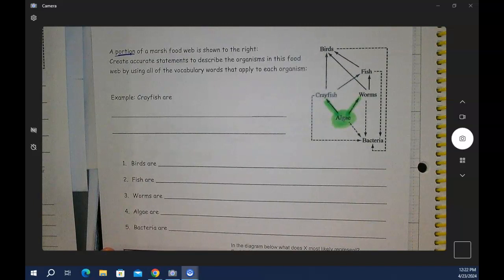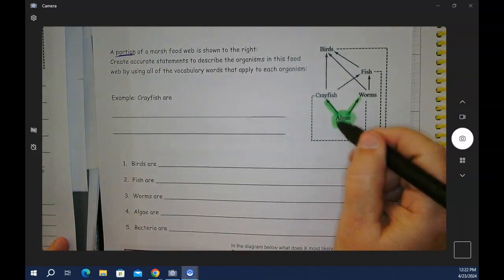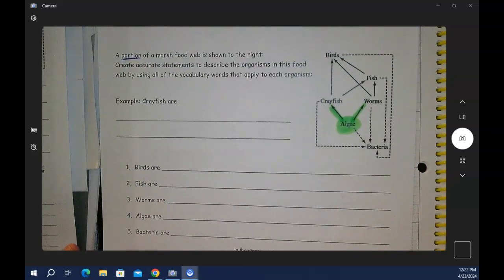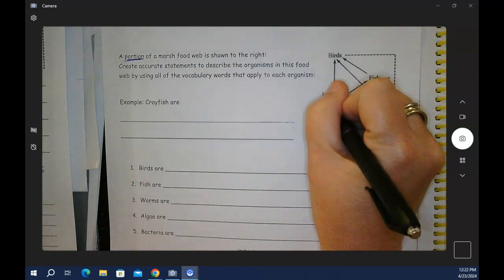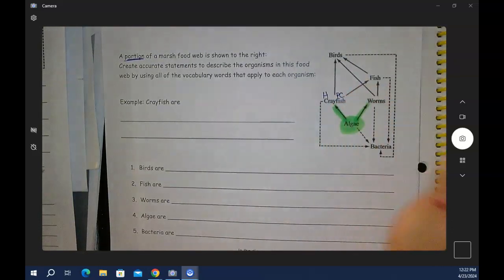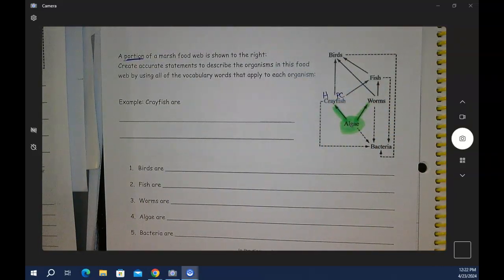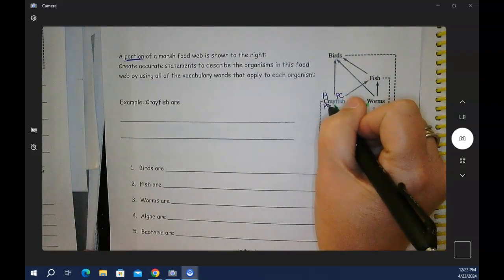So when I look at the crayfish, how many arrows does it have going in? Just the one, and it's from the autotroph, it's from the producer, algae. So that means that it is an herbivore. It also means that it's a primary consumer. We also need to look at predator-prey relationships. When we have an herbivore, they're never predators, but they often are prey. So it is eaten by birds, it is eaten by fish, and so that makes it prey.